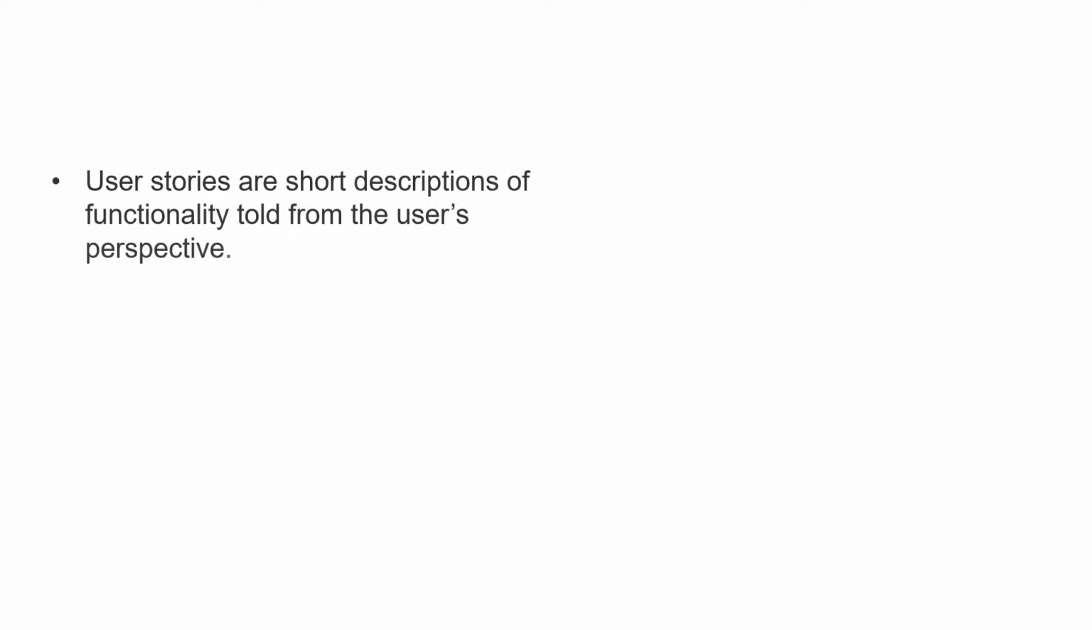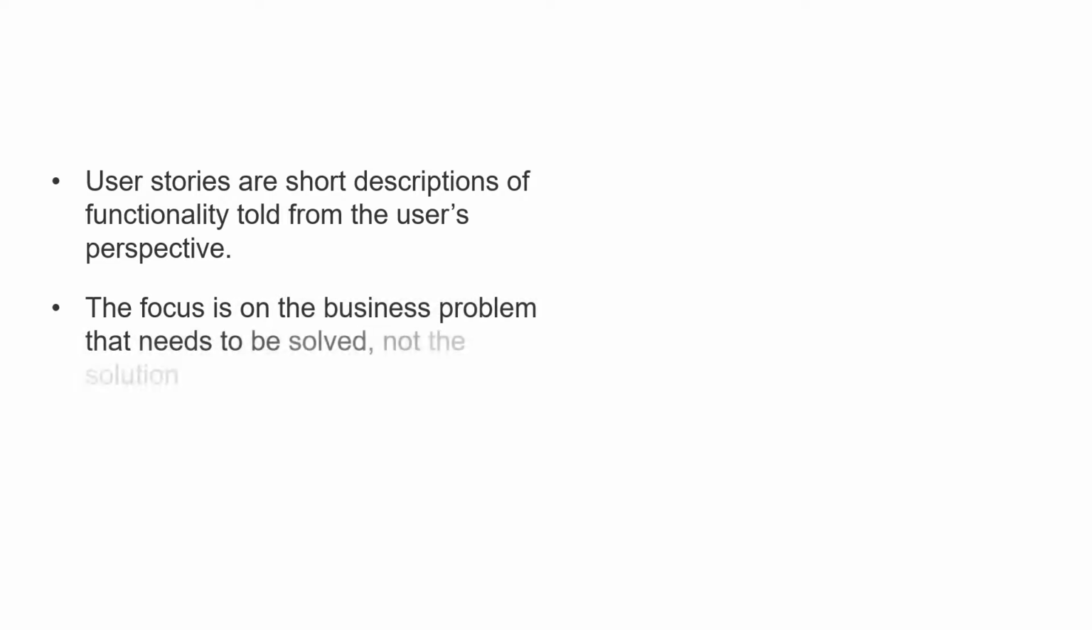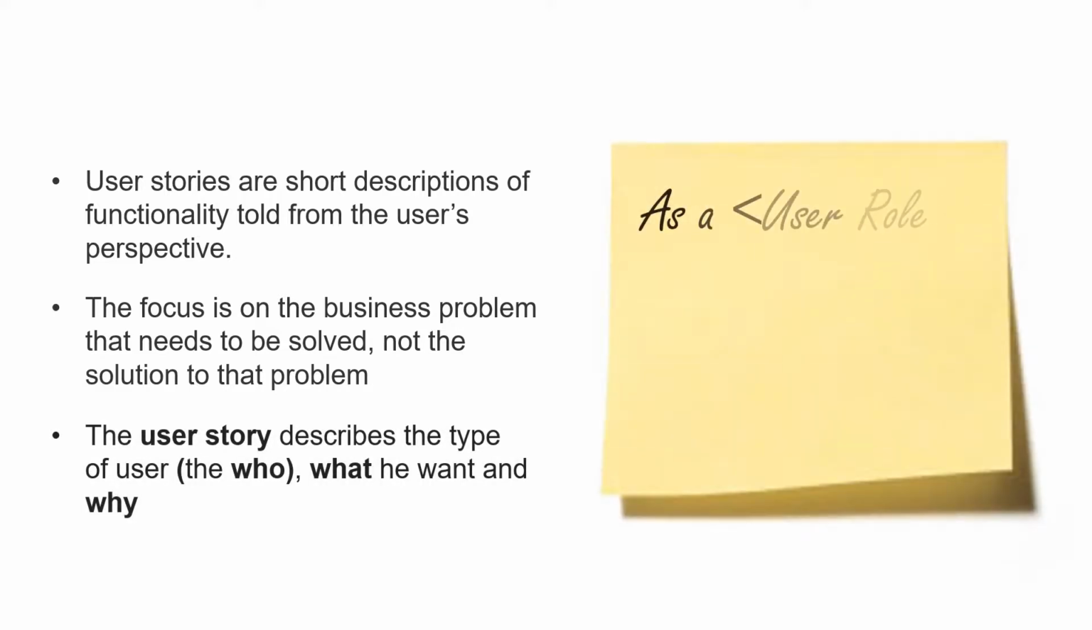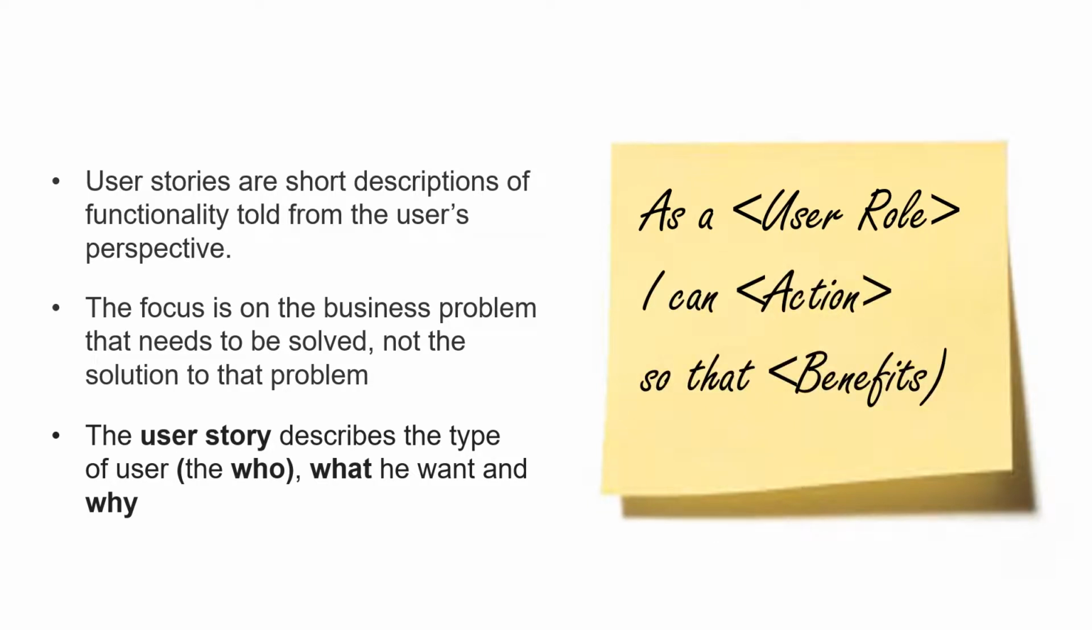User stories are short descriptions of functionality told from the user's perspective. The focus is on the business problem that needs to be solved, not the solution to that problem. The user story describes the type of user, the who, what he wants and why. In summary, a user story is essentially a high-level definition of what the software should be capable of doing.